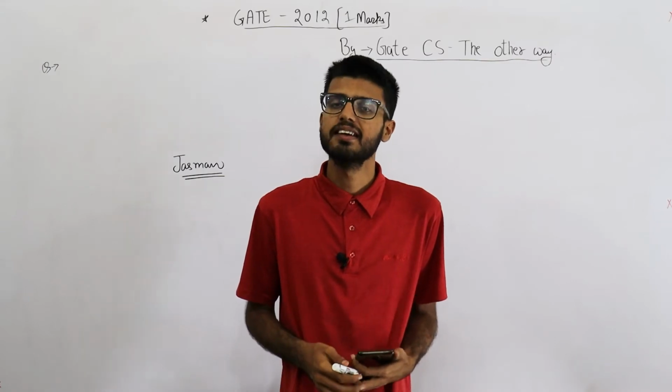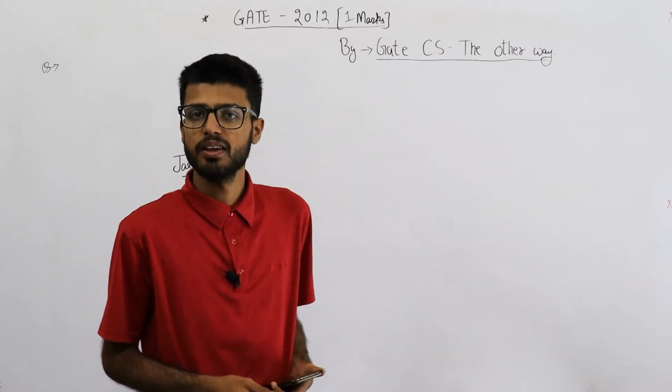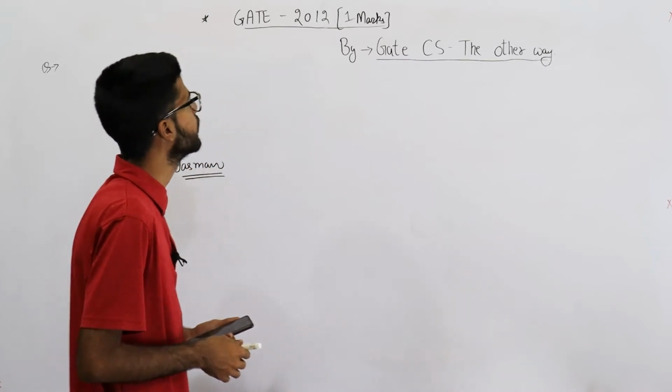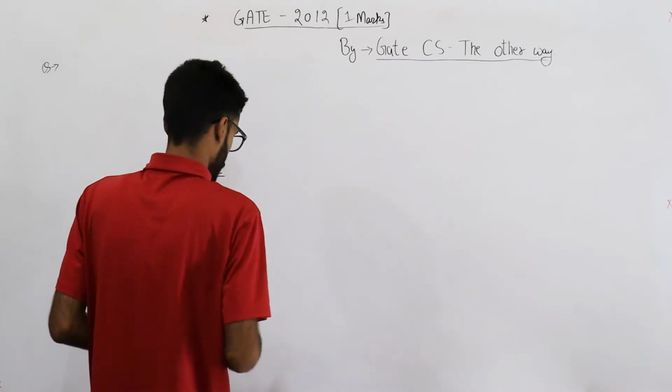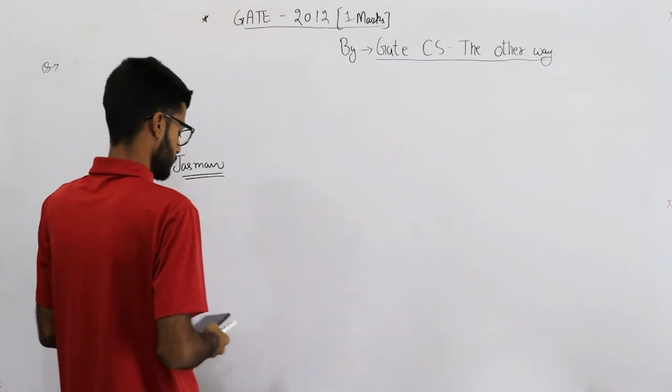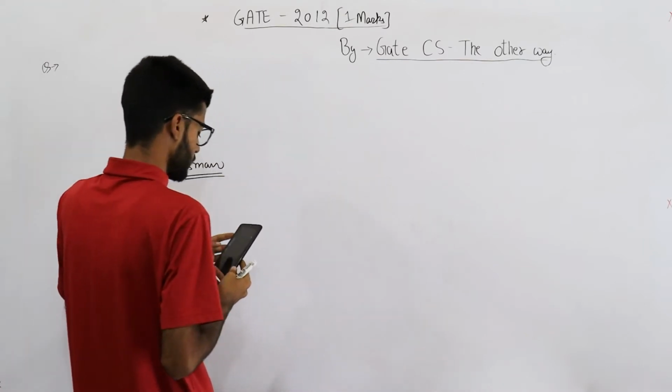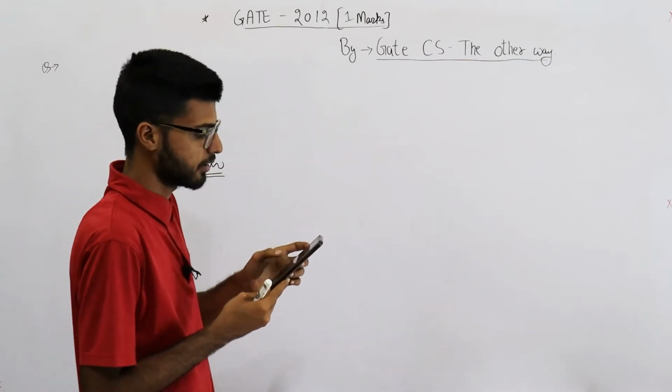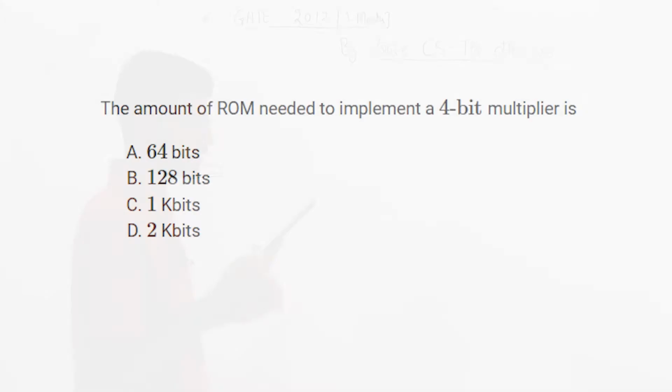Hello there people. Let's now see these two questions. One is from GATE 2004, other one is from GATE 2012. Both are 1 mark questions. First we are going to see the question from 2012. I'll read out its statement. It says, the amount of ROM needed to implement a 4-bit multiplier is.